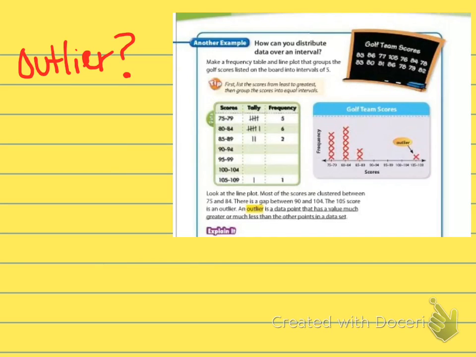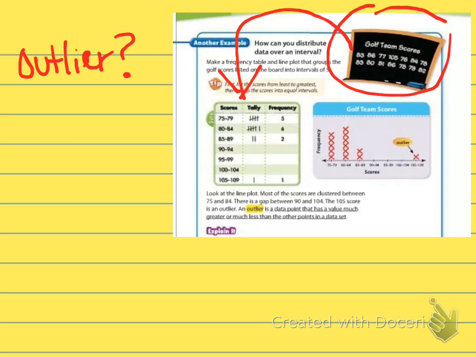Okay, the last section of this lesson that we haven't talked about is the outlier. This is explained in your book under another example. This information has to do with golf team scores. Let me go back to that. Sorry about that. So here are the golf team scores. Remember the frequency table to show the tally marks, and then from there the line plot was created. In our previous example, all the marks are pretty close together. But in this line plot, do you see that there's one number that is way out, not close to the other range of numbers?